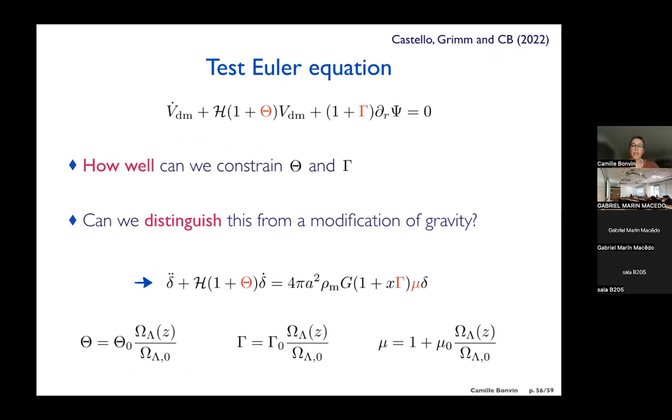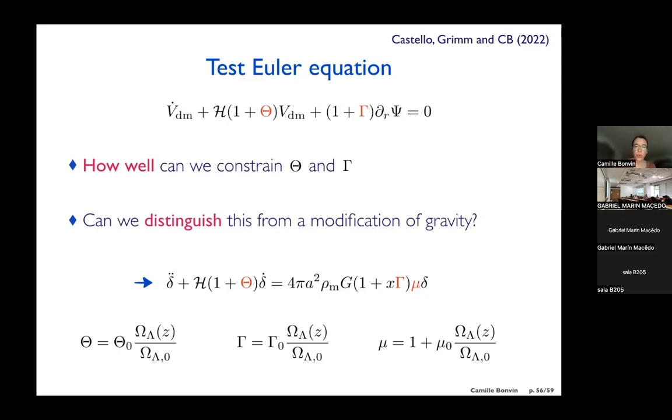And so the question is, how well can we measure theta and gamma by combining the dipole that measures psi with the even multipoles that measure the velocity? And as before, the question is, can we distinguish this modification in Euler equation from a modification in Poisson equation? To see if we can distinguish between the two scenarios, what we did is put the two scenarios together and see if we can measure separately the different parameters. If we cannot, then it means that the two scenarios are indistinguishable.